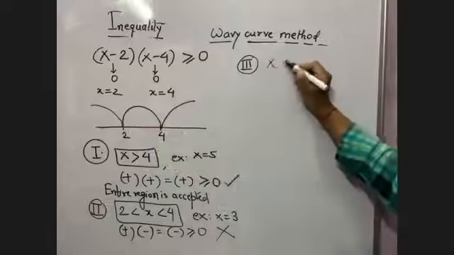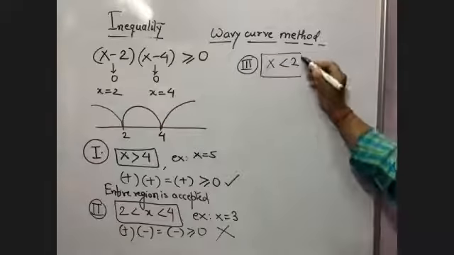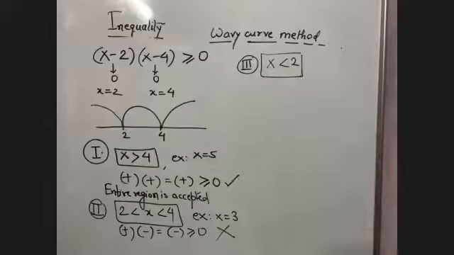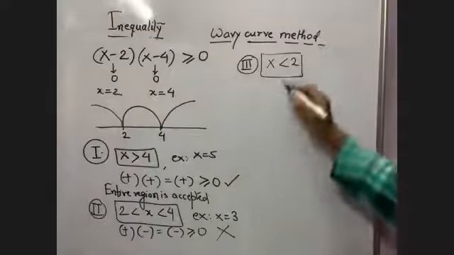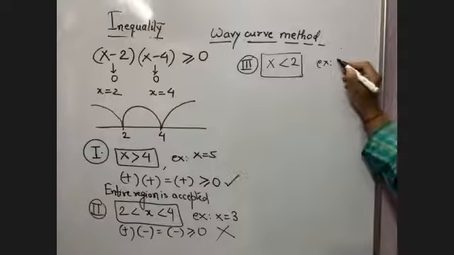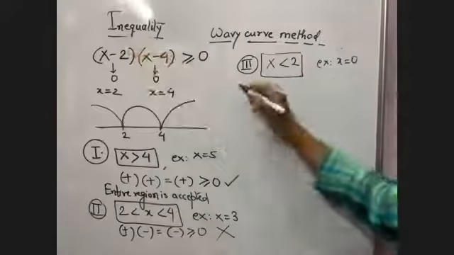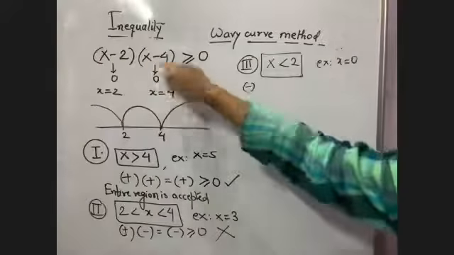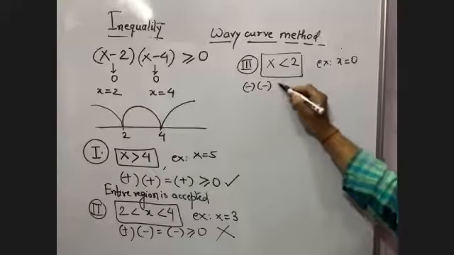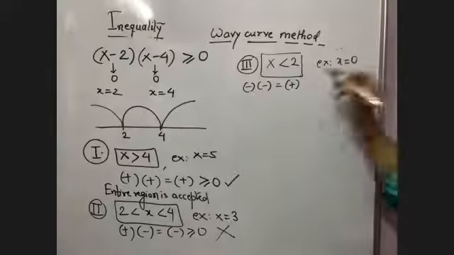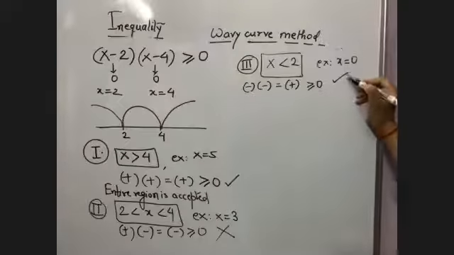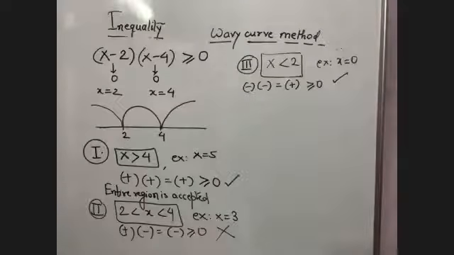Now, case number 3: when x is smaller than 2. Take any number less than 2, that is, I'm taking x equal to 0. 0 minus 2 is negative, 0 minus 4 is negative. Negative into negative is positive. Is it correct? Yes, it is correct. So the first is accepted, the second is rejected, and the third is accepted.